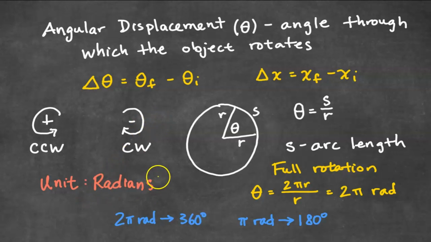We can also measure degrees, but when we're working with rotation, we're often going to be using radians. Now, when an angle is measured in radians, it's defined as the arc length divided by the radius. Let's take a look at an example. Let's take a look at a full rotation. So let's say you were to rotate one full rotation. The circumference would be 2 pi r. The radius here is r. Notice that the r's cancel out. So theta, the angle in radians, is 2 pi rad. So 360 degrees is equivalent to 2 pi rad. This means that pi rad would be equivalent to 180 degrees.